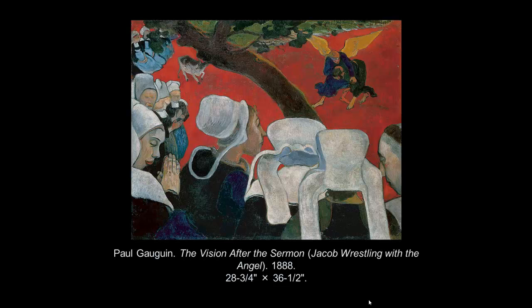Gauguin's The Vision After the Sermon. He is also trying to share his own personal insight with this painting. After he heard the sermon about the story of Jacob wrestling the angel, this is how he depicted it. He never saw this happen. It's not based on observation, it's completely from his imagination, and that's very different from the Impressionists. It's a symbol for unquestioning faith, and this is a step forward for personal expression for him.